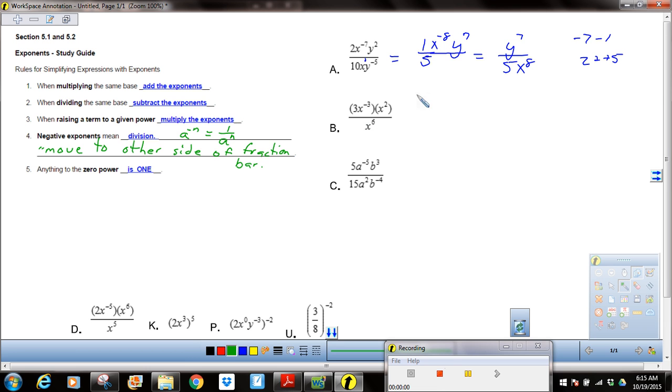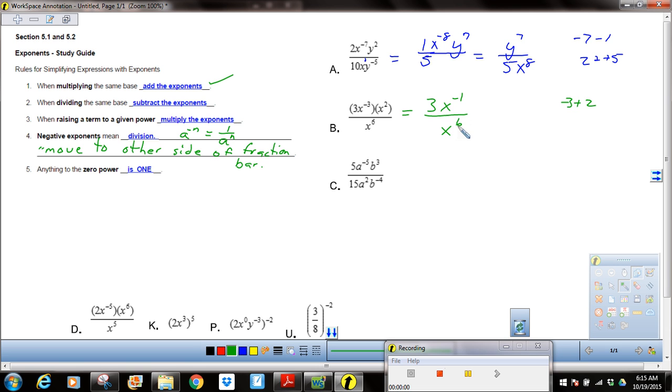Okay, B, we are going to be multiplying the same base, and then we're going to be dividing the same base. I'm going to multiply first. The 3 is just a coefficient. Nothing important happens with it. X to the -3rd times x to the 2nd, because we're multiplying, we will add the exponents. -3 plus 2 is -1. So I have x to the -1 divided by x to the 6th.